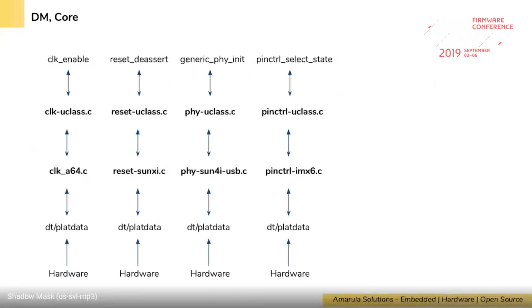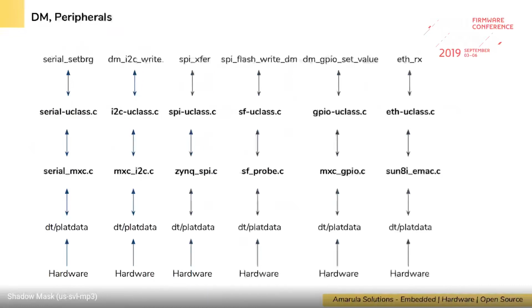And we have some kind of core DMs, the pin controls, clock and so on. Each and every one has individual U-classes with respect to the controller clock drivers or controller drivers. We have peripherals: SPI, I2C, Ethernet, SPI flash, everything. And each and every one has U-classes with respect to controller drivers.